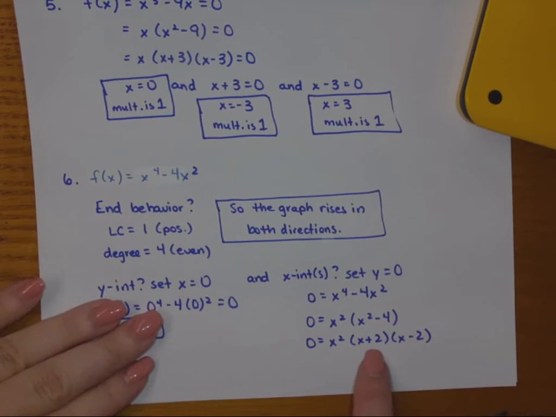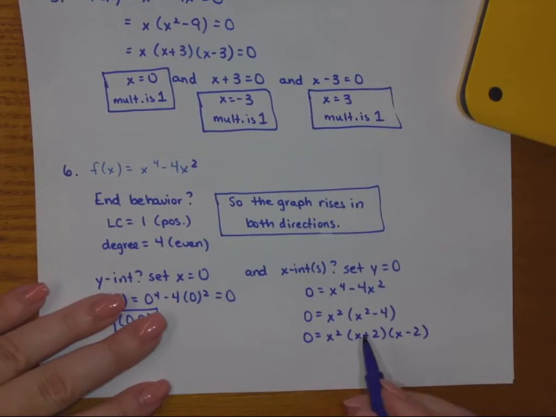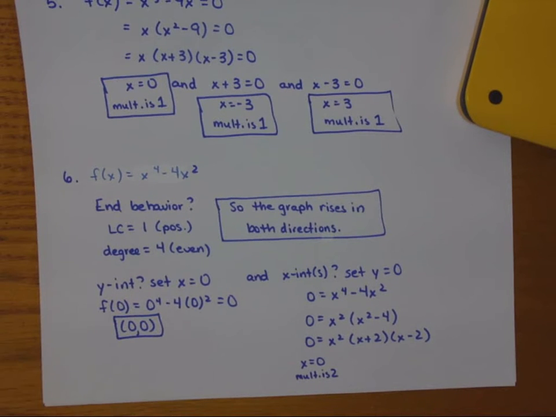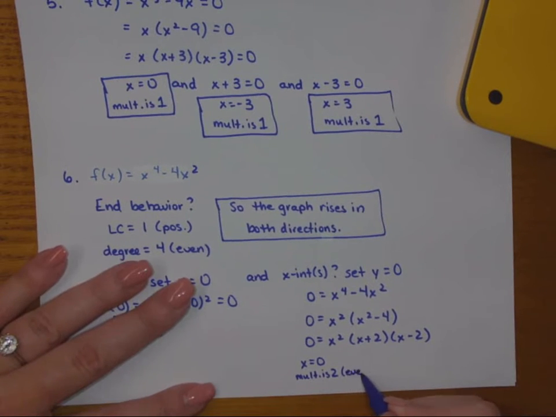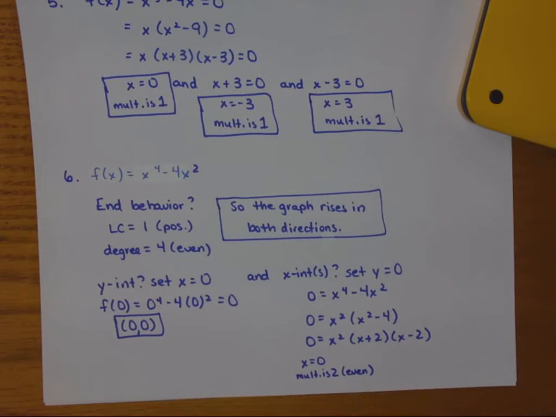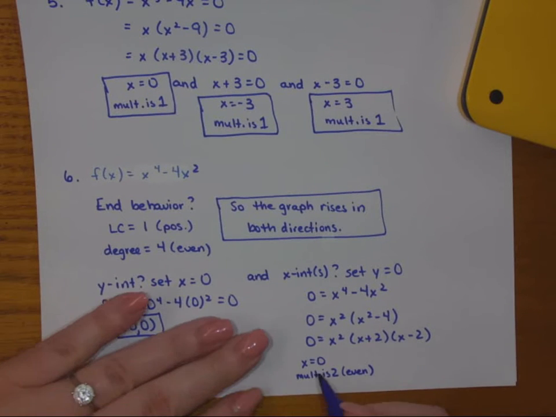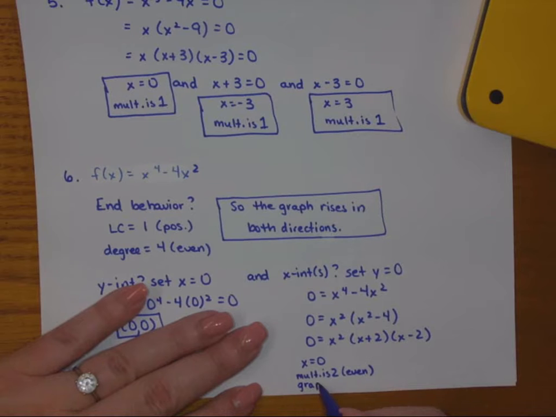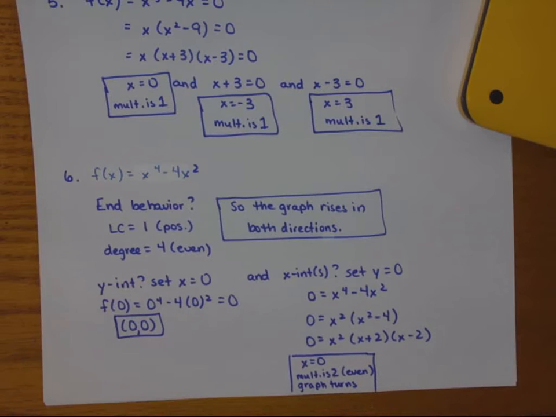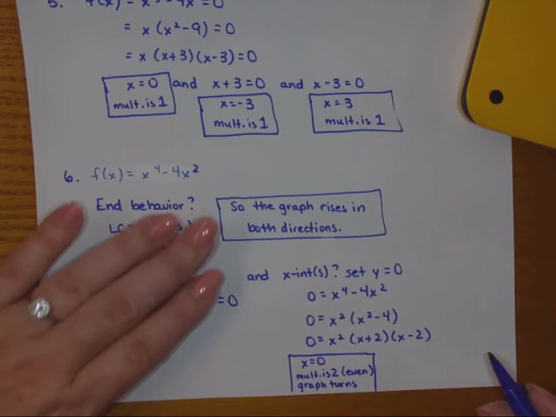So I end up with 3 different parentheses to set equal to 0. Here I get x equals 0, which has a multiplicity of 2, right? Notice there's a squared there. So the multiplicity is 2, which is even. It does tell us something about the curve: it tells us that the graph turns. I'm asking for more information on this one than I was on the previous number 4 and number 5. I'm asking what's going to happen for the graph.